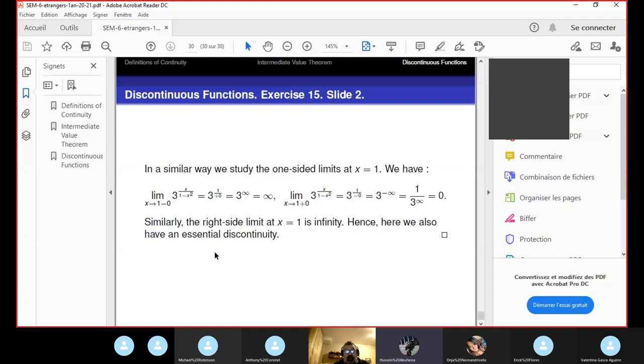So, the last slide. In a similar way, we can study the one-sided limits at the point x equals 1. We take, first of all, the left-hand limit and the right-hand limit. As in the previous case, the first limit will be infinity and the second limit will be 0. So in this case, we have also the discontinuity of the second type, or, I repeat, an essential discontinuity. Is it clear?